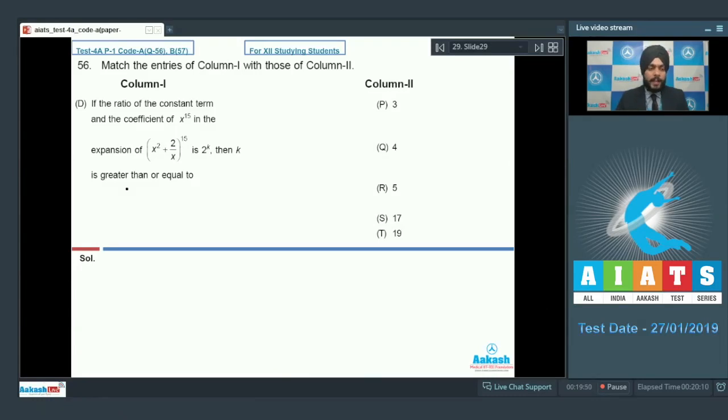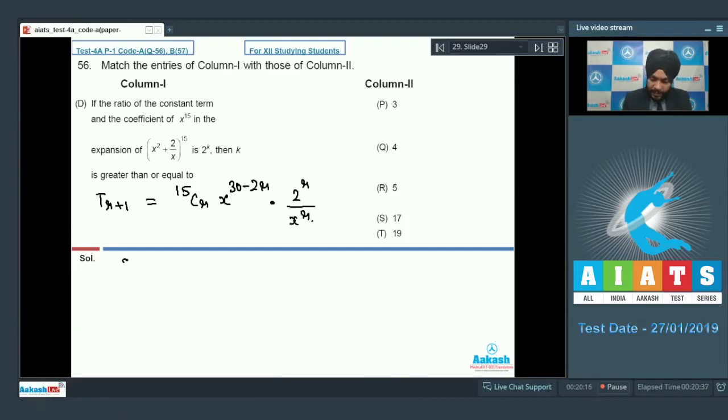Question number 56, D part says that if the ratio of the constant term and the coefficient of x power 15 in the expansion of x square plus 2 by x whole raised to power 15 is 2 power k, then k is greater than or equal to. Constant term will be obtained. So first of all, let us write the general term. TR plus 1 will be 15 CR x square raised to power 15 minus r, so x raised to power 30 minus 2r into 2 raised to power r upon x raised to power r.